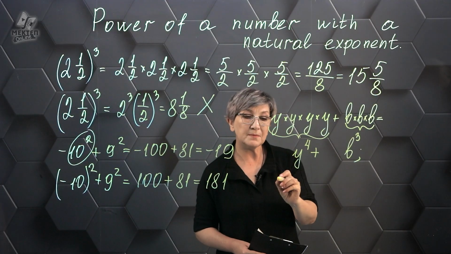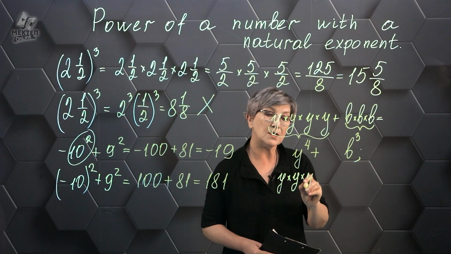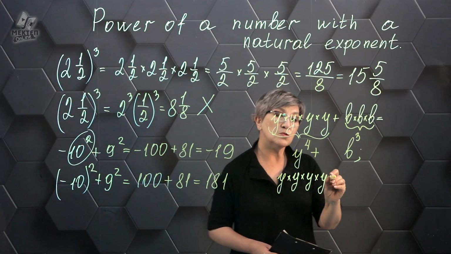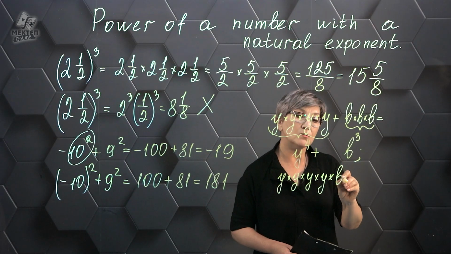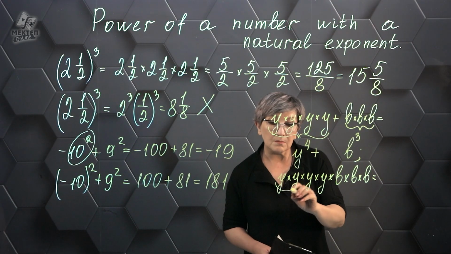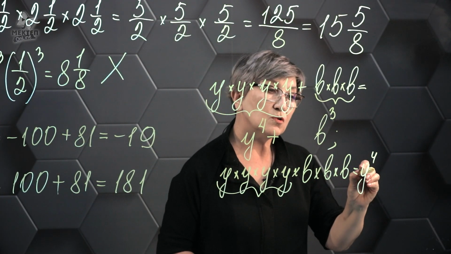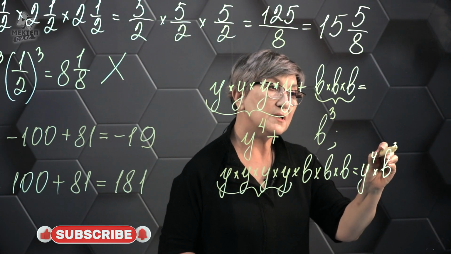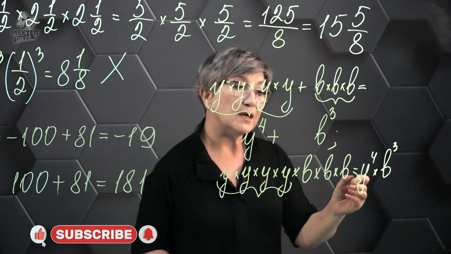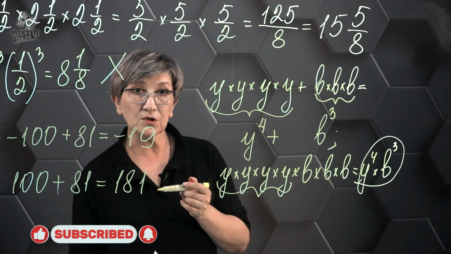And if this example is written in the form y times y times y times y times b times b times b, then in this case we write y to the 4th degree multiplied by b to the power of 3. And in this example, the answer would be the product of the variables y to the 4th power and b to the 3rd power.